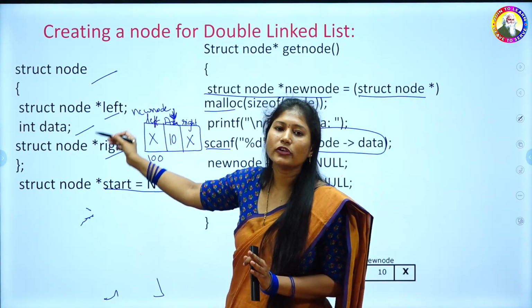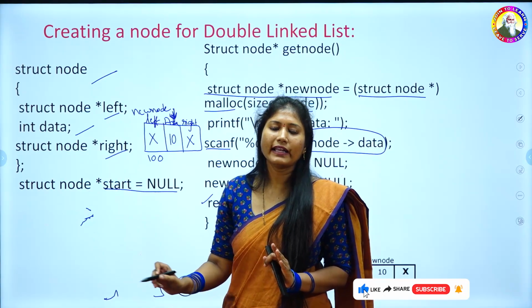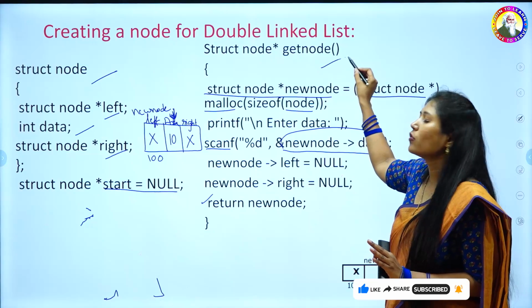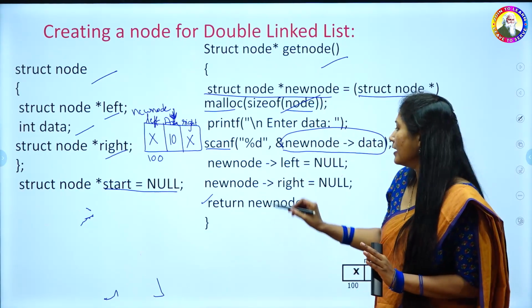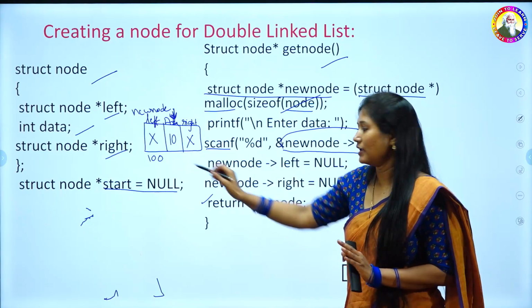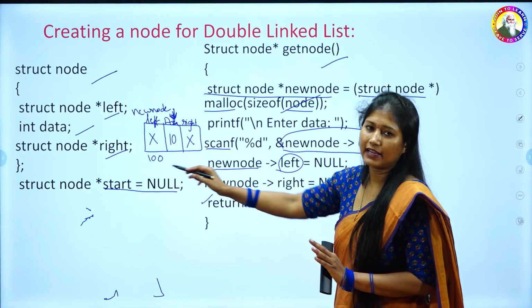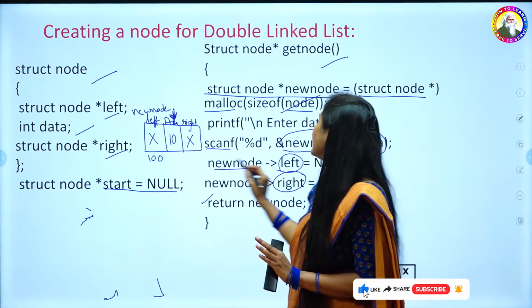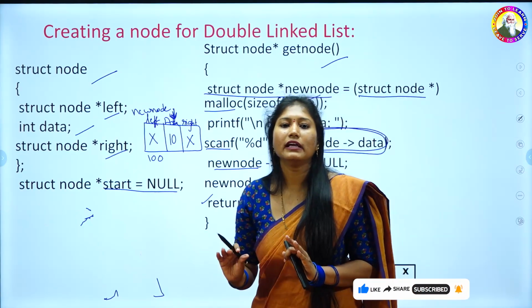The first one is you need to define the struct node with the 2 pointers and 1 integer type. After that, we are going to call the getNode function. By using the malloc, we are going to allocate the memory. After that, the left pointer will be marked as a null. In the new node, the left one is marked as a null. In the new node, the right one is marked as a null. After that, the data is inserted by using the scanf statement. In this way, we are going to create a node.